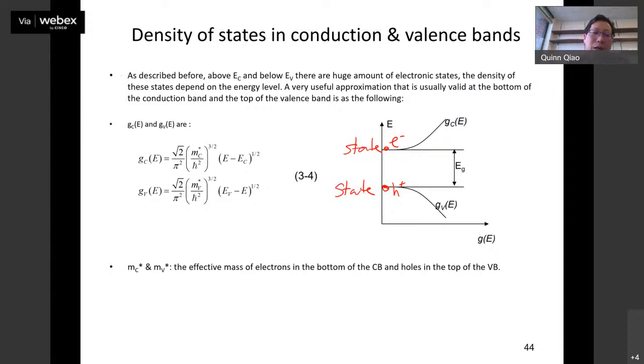Okay, why do you care about the density of states? Without the density of states, even if electrons are promoted there, nobody accepts the electrons. There is no space for the electron. That's what it means. Density of states follows these two equations. These are very basic equations for semiconductors. If you are interested, you can read any semiconductor book to find out more.